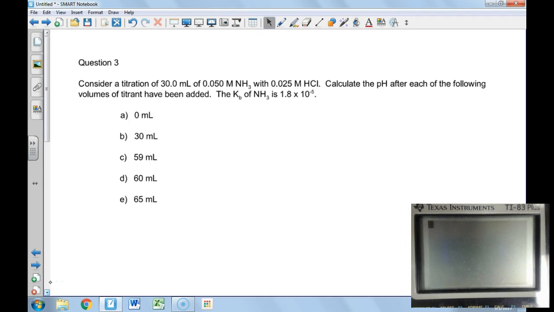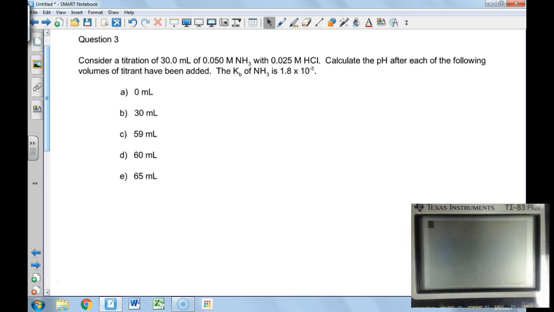Holy cow, everybody. This is question 3 on the exam about equilibrium, and this is the titration curve problem. So let's spend a little bit of time going over this question, and I'm going to work through it again.